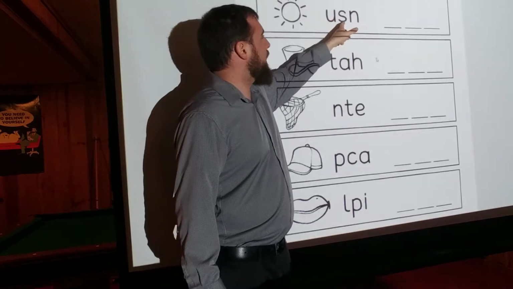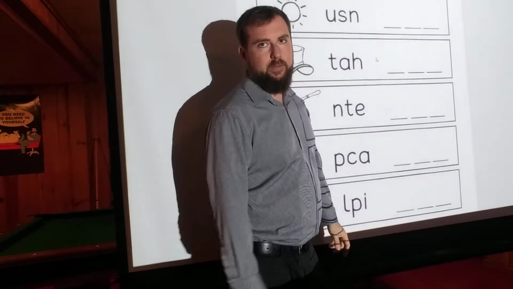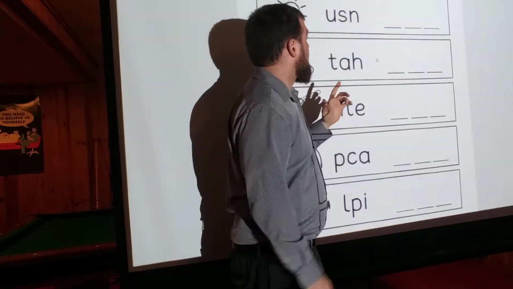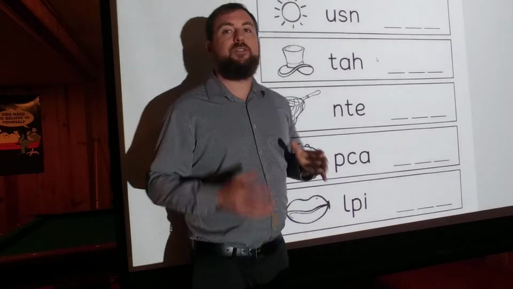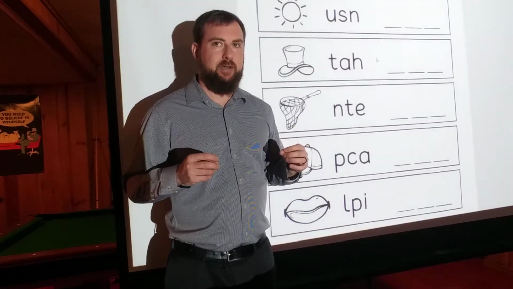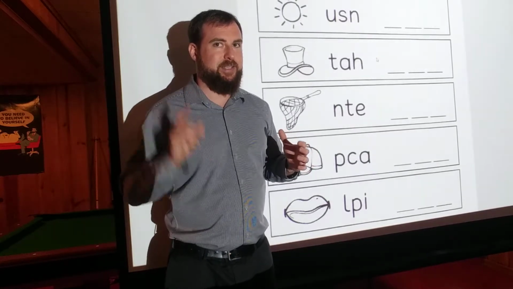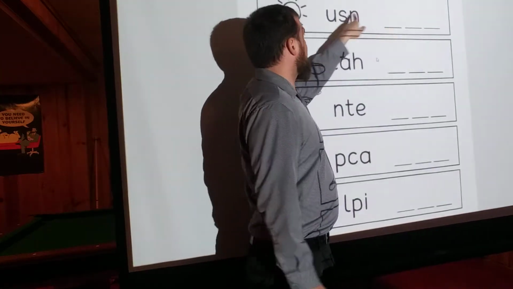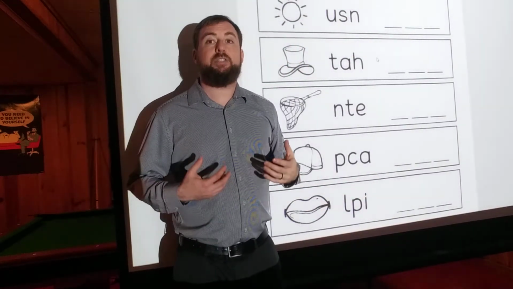So we have U-S-N. And we're going to write over here on our own, we're going to write the letter. But how do we make it? Well, let's think about it. Sun. What's the first letter in sun? What letter makes the S sound in sun? What letter makes the S sound? It's S, isn't it? So we're going to take the S and write it here. So this S goes here. What's the next letter in sun?